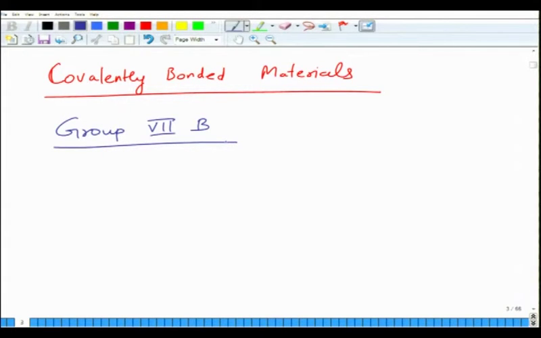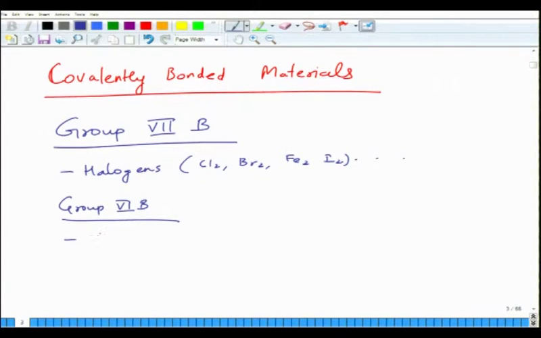group 7B. So 7B will mean basically halogens, right? So your Cl2, Br2, F2, I2 in solid state are covalently bonded, and they make a particular crystal structure which is based on covalent bonding. Similarly, if you look at group 6B, 6B will have molecules like S8 or even H2O. So H2O will make, for example, a hexagonal ice crystal, right. So these are also covalently bonded materials.